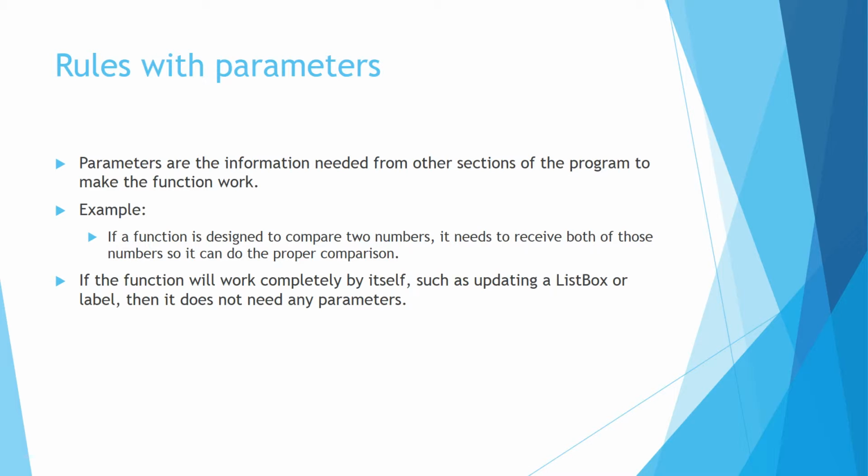So for example, if a function is designed to compare 2 numbers, it needs to receive both of those numbers so then it can do the proper comparison. So it would receive 2 different integers, for example, and return the greater one depending on which one it is. If the function will work completely by itself without receiving any information, such as updating an object or updating a list box or text file, which we'll get into this quarter, then it does not need any parameters.